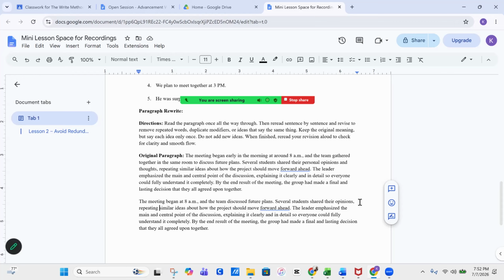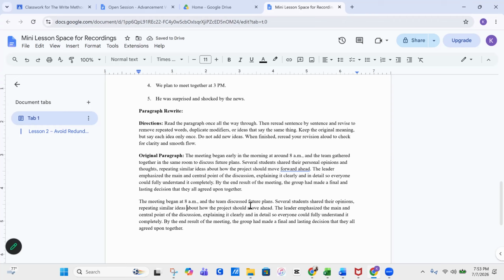Several students shared their opinions, repeating similar ideas about how the project should move forward ahead. Well, okay, I know there's stuff we can lose here. I'm not sure what. So what I'm going to do here is just get rid of what I know I can get rid of. Forward ahead. How about move ahead or move forward? Several students shared their opinions.